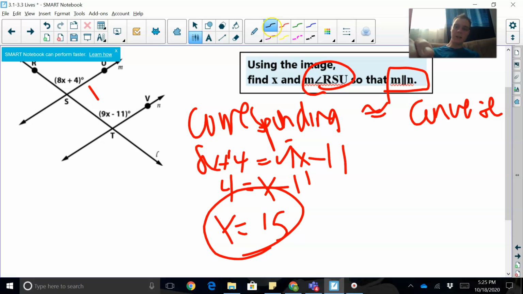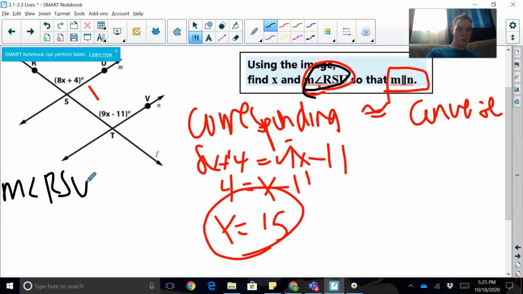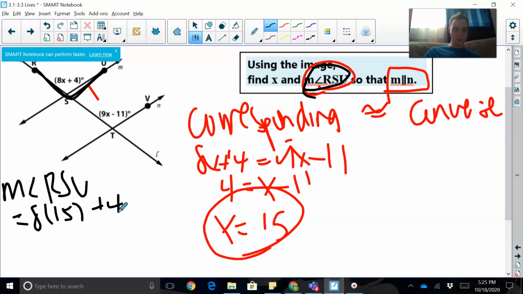But I'm not done yet. I do need to find the measure of this angle, so I can substitute. The measure of angle RSU, which is this one right here, should equal 8 times 15 plus 4. Well, 8 times 15 is 120, so 120 plus 4, we get 124 degrees.